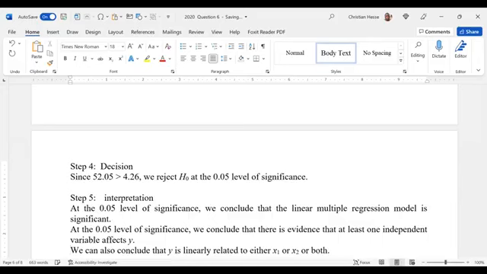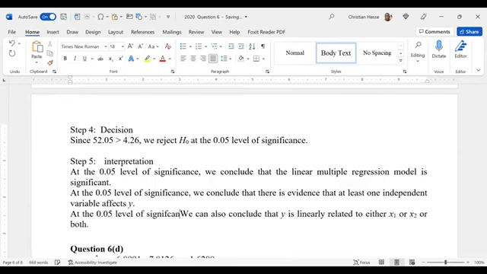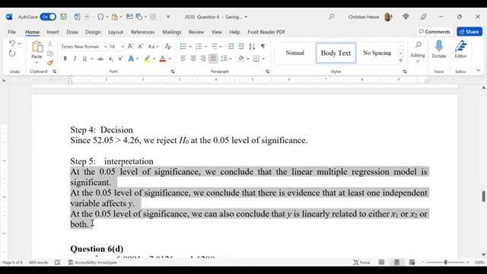Or we can say that at the 0.05 level of significance. Is it correct? Okay. We can also conclude that Y is linearly related to either X1 or X2 or both. So any of these conclusions is referring to the same thing. Have I made myself clear?